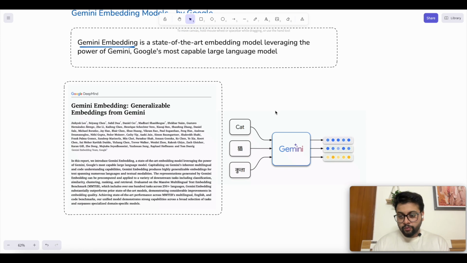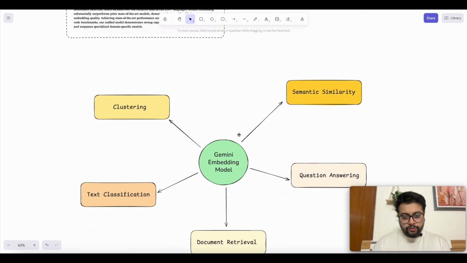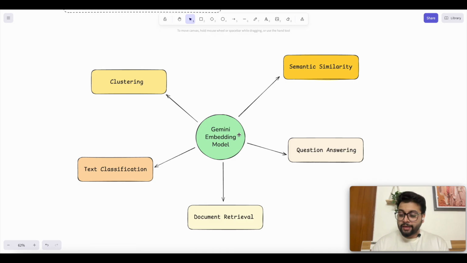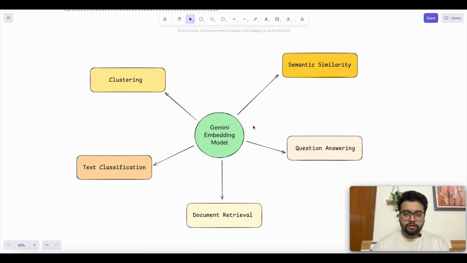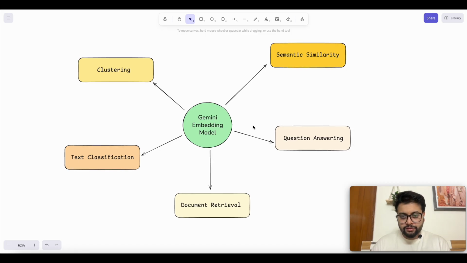So this is what we're going to explore. We're going to practically import the Gemini embedding model, and we'll see how you can perform semantic analysis. And if I scroll down, you can use the Gemini embedding model to perform different tasks. I have noted 5 of the important ones. The first one is semantic similarity, which we will be doing.